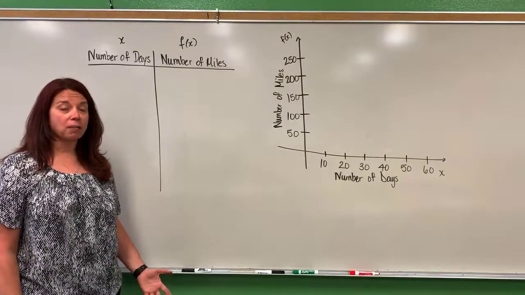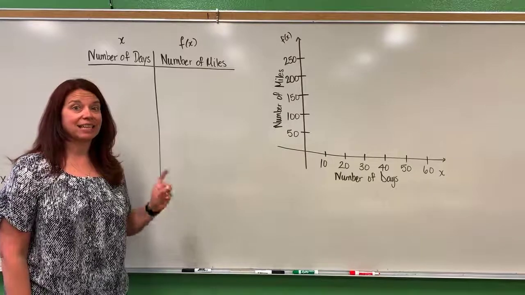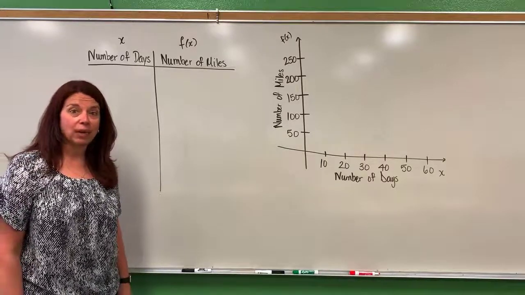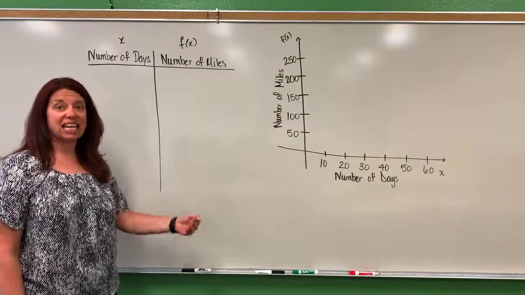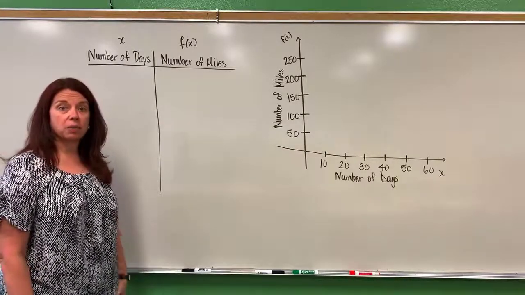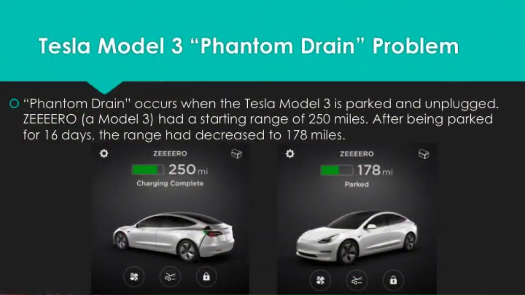I'm Dr. April Strom, and today what we're going to talk about is a Tesla Model 3 Phantom Drain task, okay? In this task, what we're going to look at is the beginning and end mileage for a Tesla Model 3 that's been sitting idle. So here's our task. This phantom drain occurs when the Tesla Model 3 is parked and unplugged. A Model 3 had a starting range of 250 miles. After being parked for 16 days, the range had decreased to 178 miles.